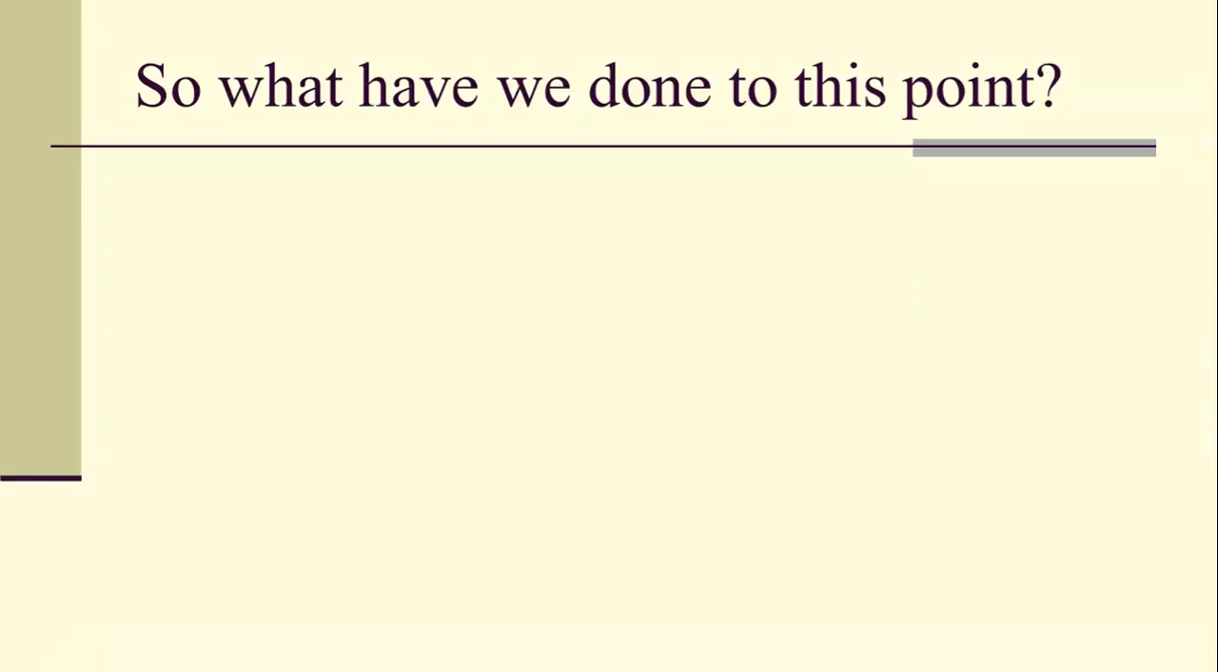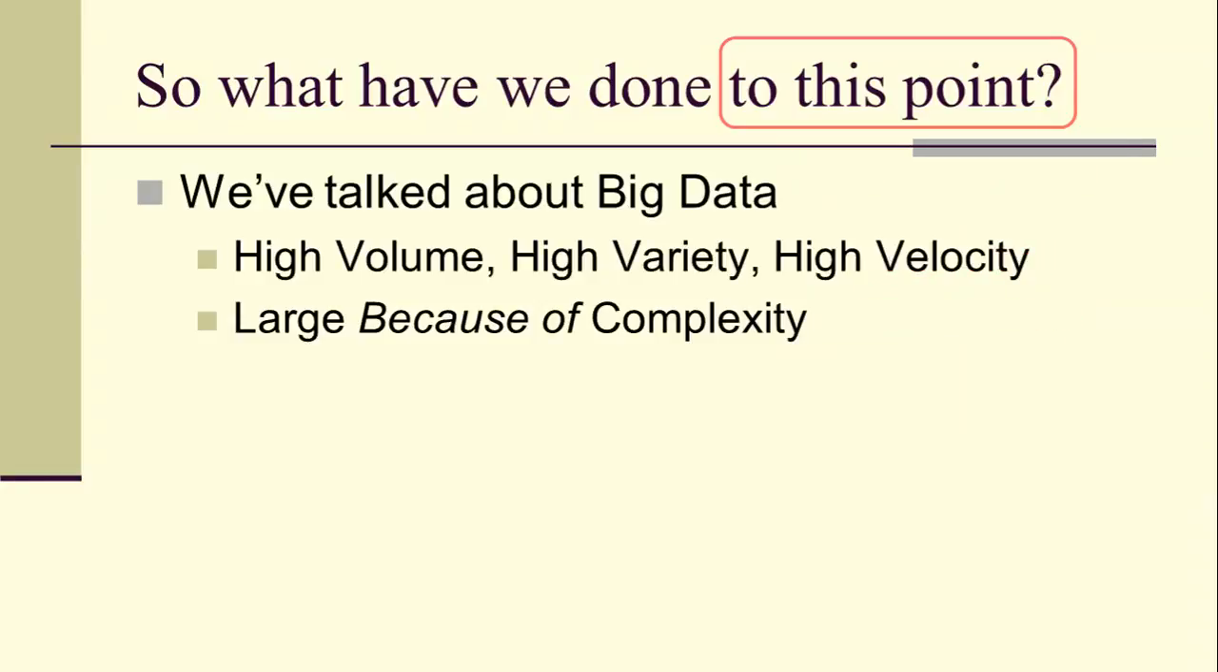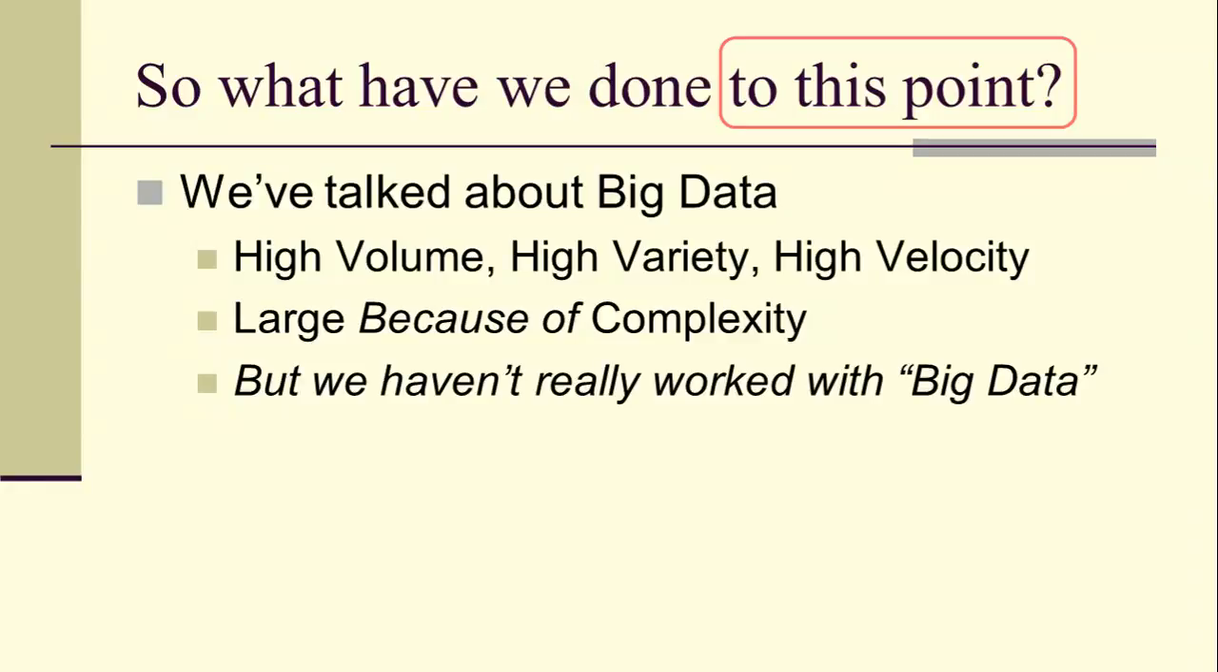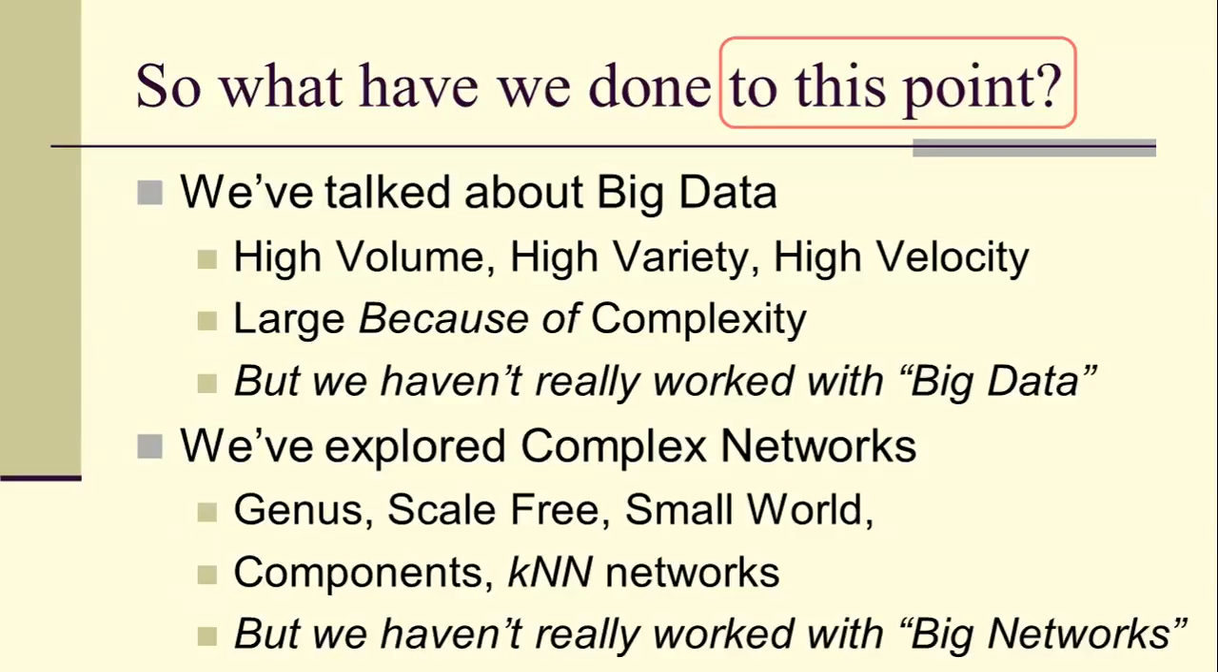So what have we done so far? Importantly, we still have some very important conclusions to make in these last 4 videos. We've talked about big data, the 3 V's, that is large because of complexity. We haven't really worked with big data, but we're going to on the final exam. We've explored complex networks: genus, scale, small world, components, k-nearest neighbors networks. We really haven't worked with big networks.